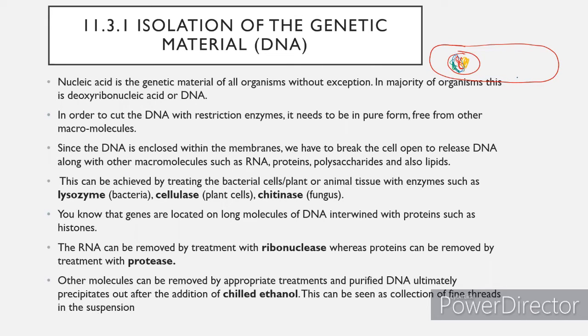We need to remove it by rupturing the cell wall or the cell membrane of the bacterial cell or the plant cell. We have to break open this particular cell membrane so that we can extract the DNA. So a lot of procedures need to be done for that. I've done this experiment in my UG, so I know briefly what it is about. In order to cut the DNA with the restriction enzyme, it needs to be in the pure form. Now it's not in the pure form, it is in impure form.